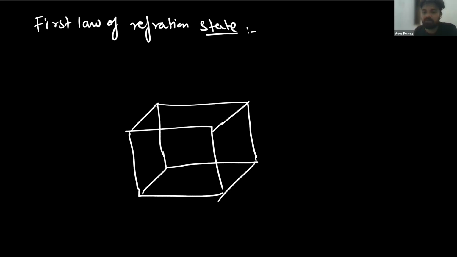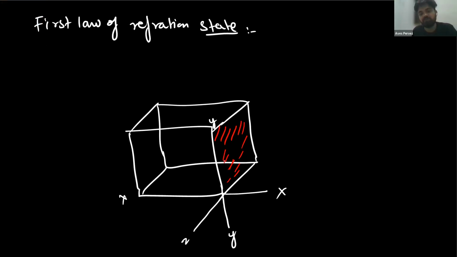Okay. And this is the x-axis. This one is the y-axis. This one is the z-axis. So may I know the face of this one? In which plane does this face lie? In the YZ plane. Okay, this is Y, and this one is Z.